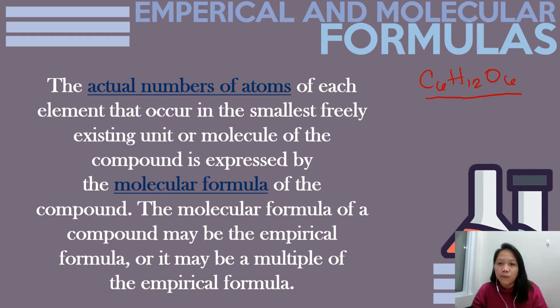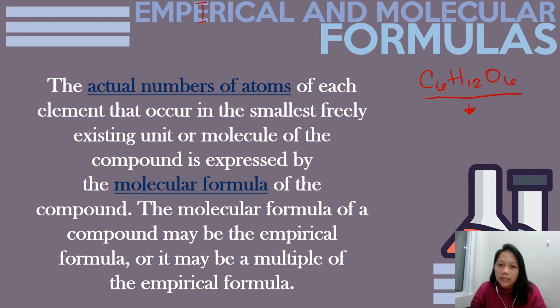Now, how about empirical formula? When you say empirical formula, sorry for that, that should be I. Okay, for empirical formula, it's actually the lowest form of the molecular formula. So technically, you are just lowering the number of atoms. In this case, for your molecular formula glucose C6H12O6, the empirical formula, or the term in mathematics for this one, is in lowest term.